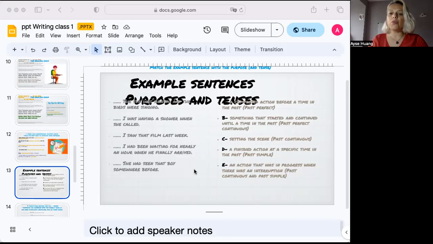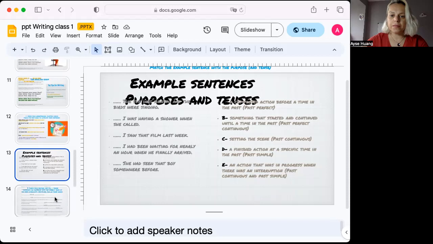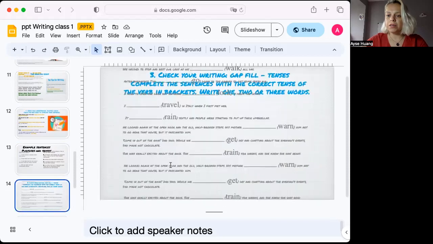And check your writing, gap fill tenses. Complete the sentences with the correct tense of the verb in brackets. Write 1, 2, or 3 words.